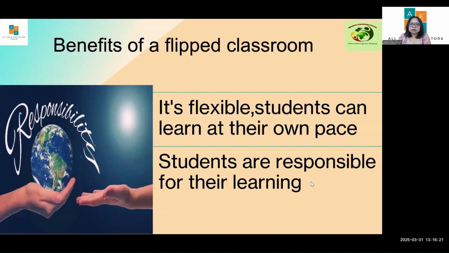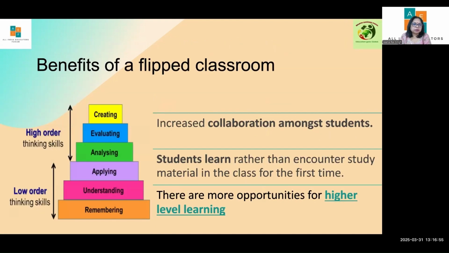So let's now understand the benefits of the flipped classroom model. It is a flexible model. Students learn at their own pace. They can see the video, and if not understood, they can see the video again. So learning is happening at the students' own pace. Here, students are responsible for their own learning. So that is where we start trusting the students, and we make them more responsible.